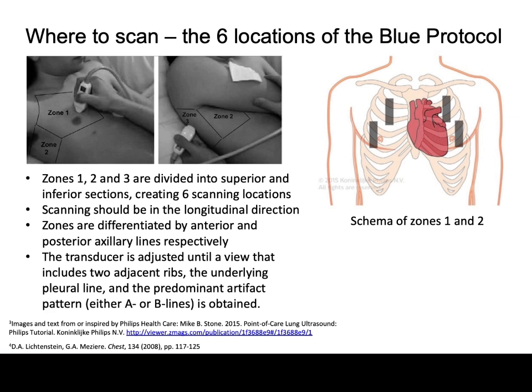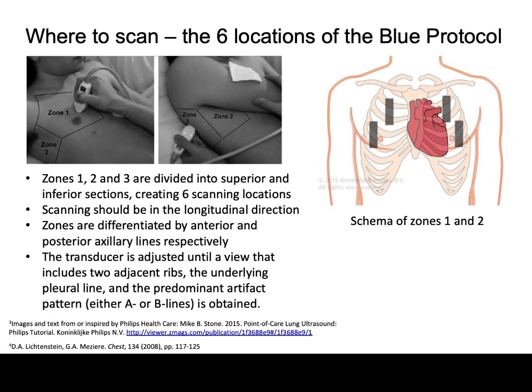When performing lung ultrasonography, there are 6 locations that should be scanned to evaluate the pleura and lung parenchyma. These 6 locations are part of the Blue protocol, which will be discussed further in this presentation. As you can see in the diagram on the right-hand side of the screen and in the pictures on the upper left-hand side of the screen, there are 3 lung zones that are determined for scanning.